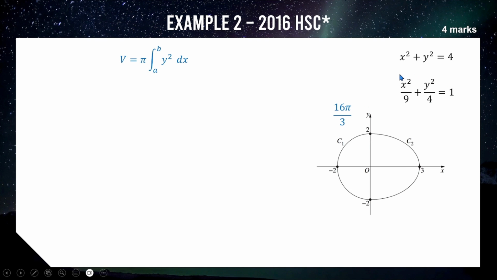We're taking our equation given to us by the question and we're going to rearrange this to make y squared, because that's, as always, what we're going to be integrating. So we're just going to minus the x squared over 9 across the right-hand side. So we have 1 minus x squared over 9. And now we'll just times both sides by 4 to get y squared by itself. So this will turn into a 4, and this will turn into a 4x squared over 9. So this right here is our y squared. This right here is what we need to integrate.